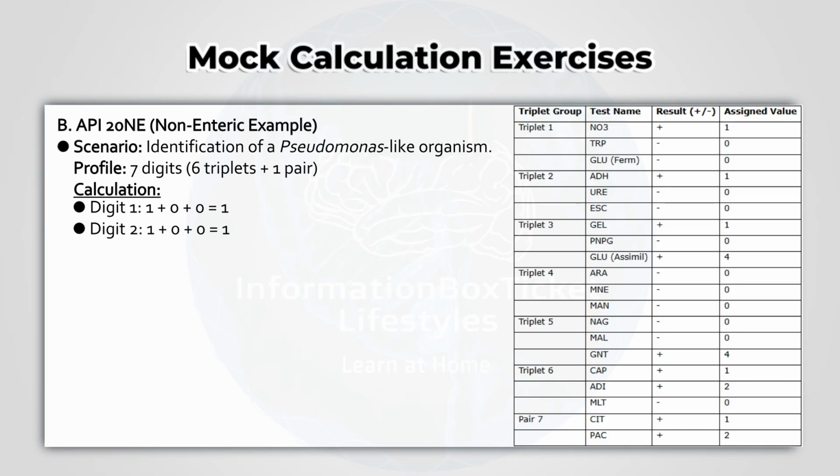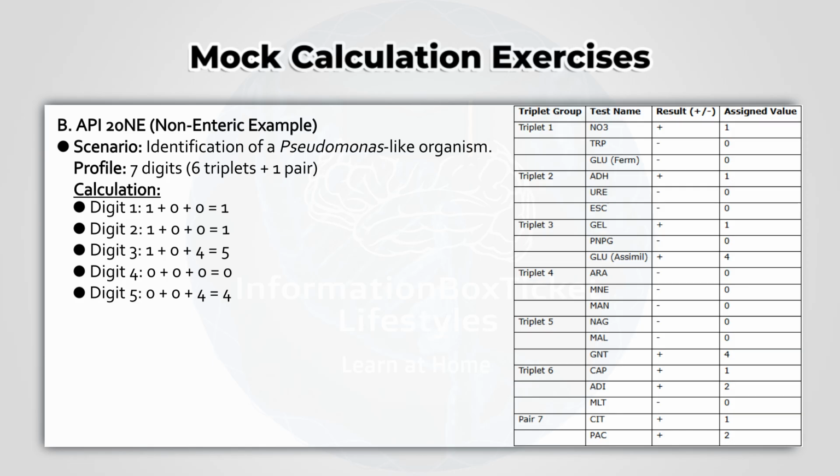Triplet 3, GEL is positive, giving 1. PNPG is negative, 0. GLU assimilation is positive, giving 4. The total for this triplet is 5. Triplet 4, ARA is negative, 0. MNE is negative, 0. MAN is also negative, 0. This results in the fourth digit, 0. Triplet 5, NAG is negative, 0. MAL is negative, 0. GNT is positive, giving 4. So the fifth digit is 4. Triplet 6, CAP is positive, 1. ADI is positive, 2. MLT is negative, 0. Adding these gives the sixth digit, 3.